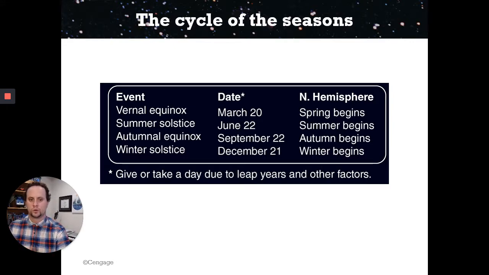Vernal comes from the word green. If you know Spanish, verde, and other Latin languages, it's a similar word. Solstice means sun. So the sun, the solstice meaning it's directly in line with the Earth.